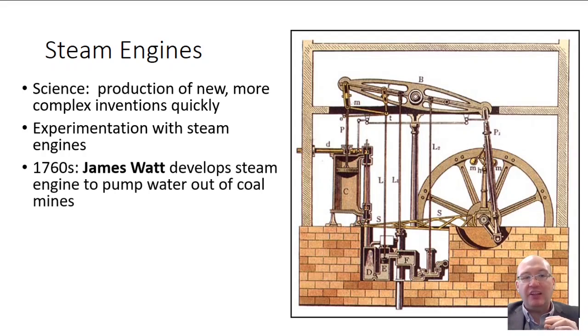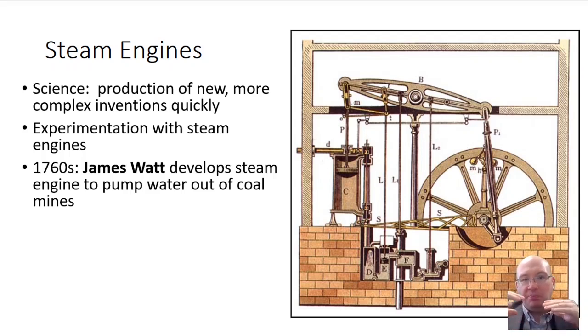Now, in the 1760s, James Watt, there's a unit of power named after him, right? You buy like a 60-watt light bulb, it's named after him. He developed an efficient steam engine, right? He didn't invent the steam engine. There were steam engines before James Watt, but he developed a very efficient one that allowed him to pump water out of coal mines, right?